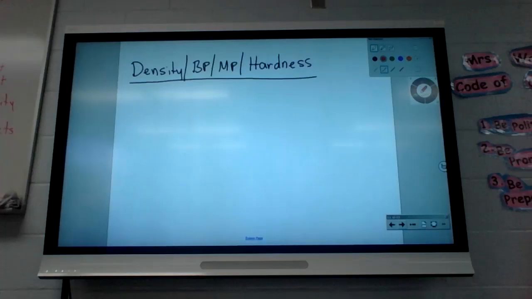There are exceptions to that rule, of course, but as groups of metals, which one do you think would be the hardest or the most dense or the hardest to melt? Would have the highest boiling point and melting point?